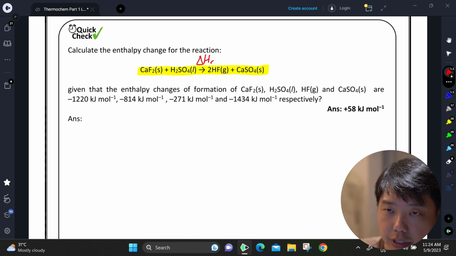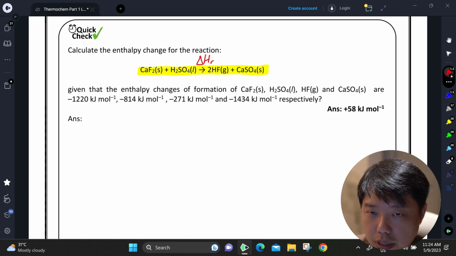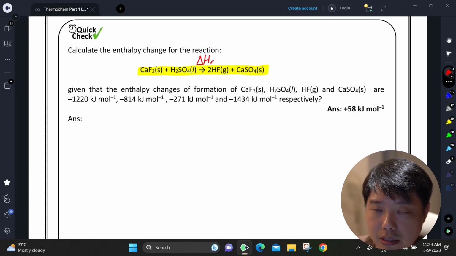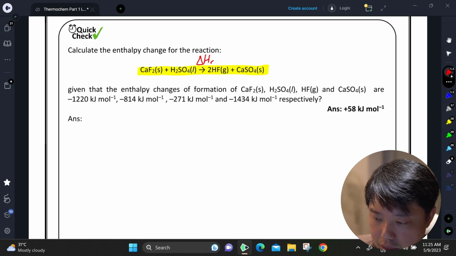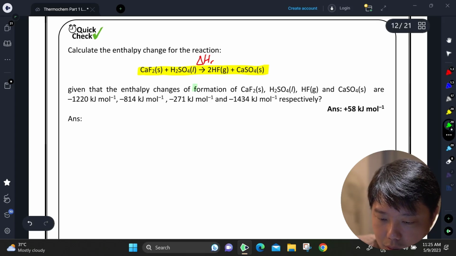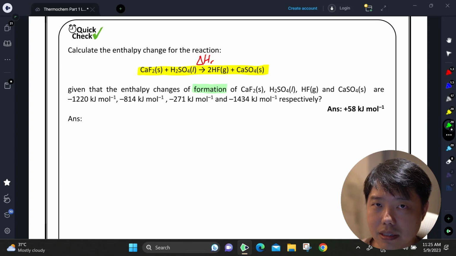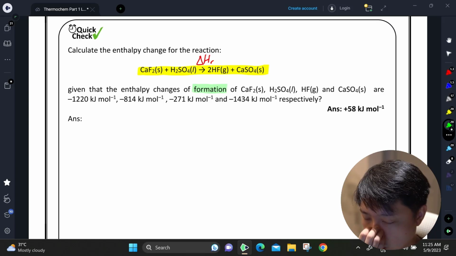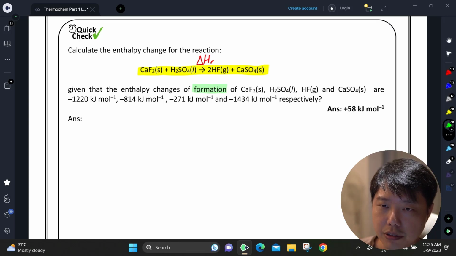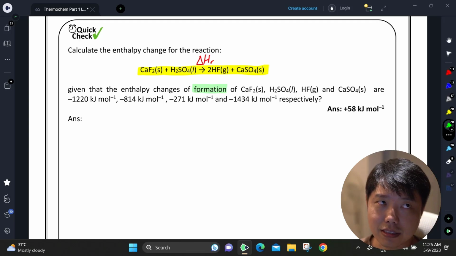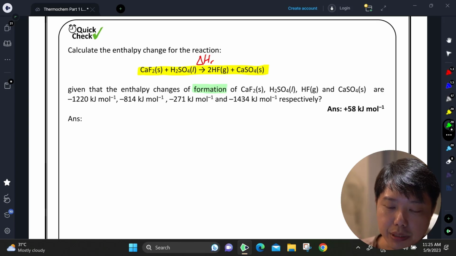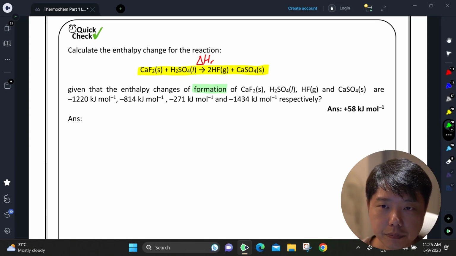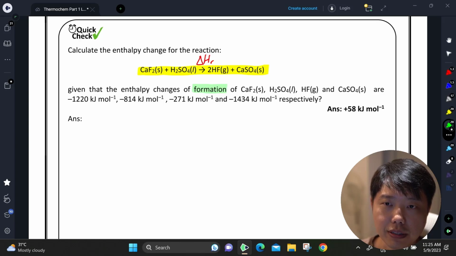So they want you to find the delta H for this reaction itself. Okay, so as with any case, when you are given the enthalpy change, you must take note of what enthalpy change you are given. In this case, it is formation. So what does delta H of formation entail? Basically, formation is the formation of 1 mole of that particular substance from its constituent elements.